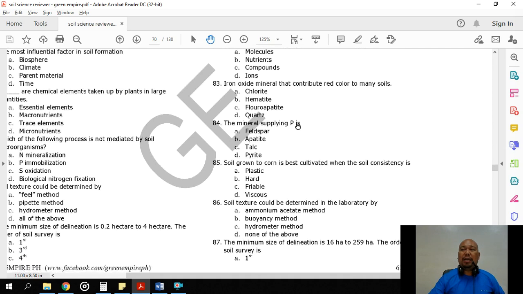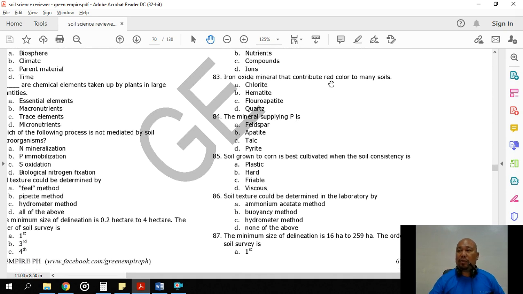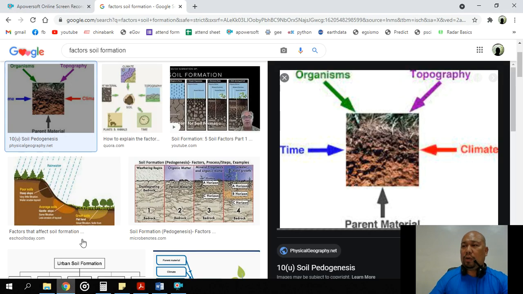Okay, number 83. Iron oxide mineral contributes red color to many soils. What is it called? The way I remember things, it's hematite. Just like blood, hema. So it's hematite. Chloride, fluoroapatite, and quartz. And quartz is actually SiO2. I can't remember everything, but for quartz, I pretty much remember that one. It's a very simple mineral. It's silicon dioxide, SiO2. The chloride, I don't know it, but it has chlorine for sure. The hematite is for iron, that hema. Then fluoroapatite, I don't know what that is. But to be sure, let's look up hematite.